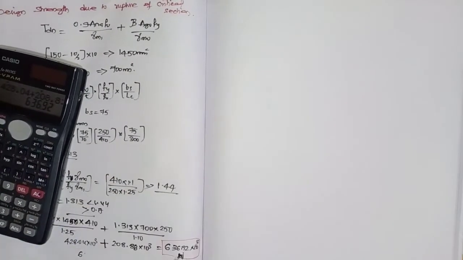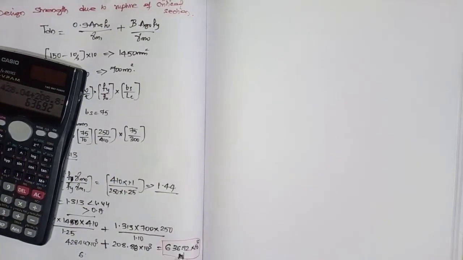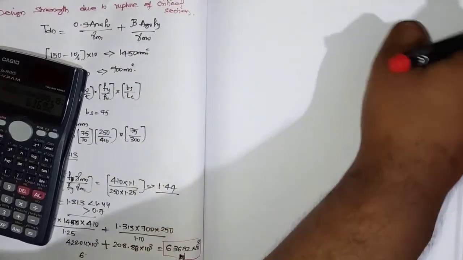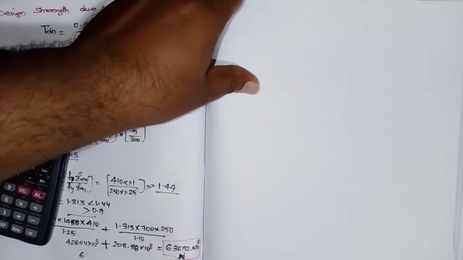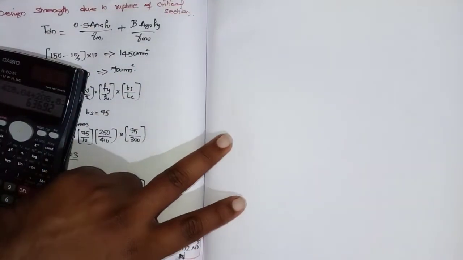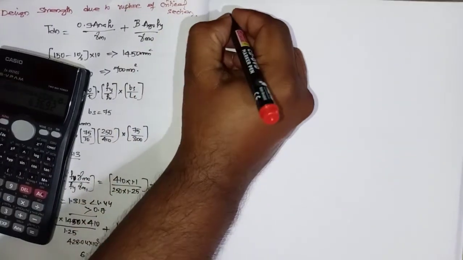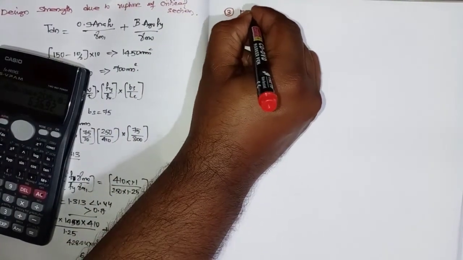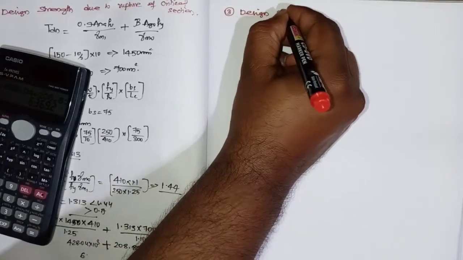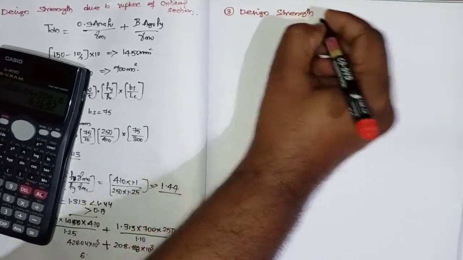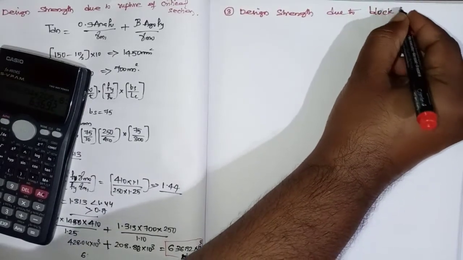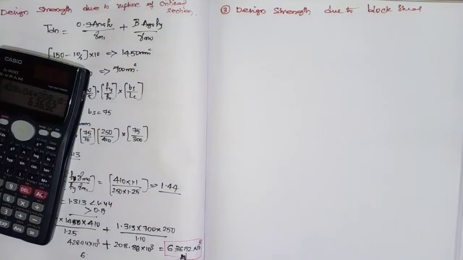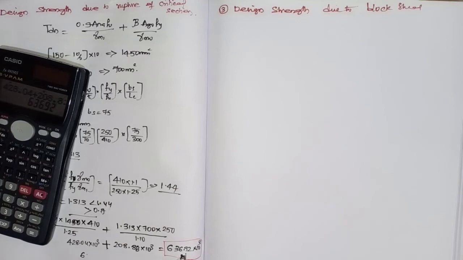Okay, next we'll see the third one, design strength due to block shear. Okay, now here what are the two formulas?